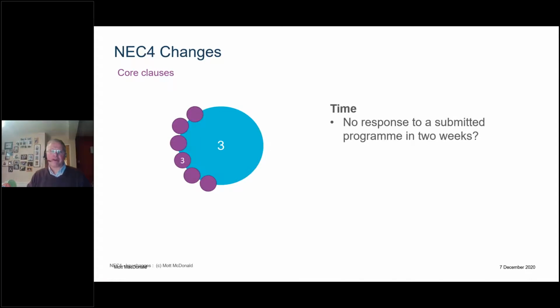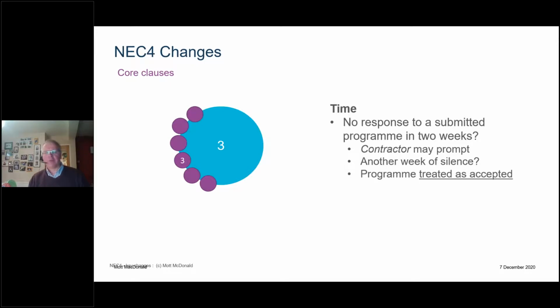NEC4 now has a simple paragraph where if the project manager has not responded to a program within the 2 weeks which they're allowed and required to respond, the contractor may give a prompt, and if the PM is silent for another week, then the program is treated as accepted. Colloquially, we call that deemed accepted, but NEC says treated as accepted. That's a very, very good change to try and keep things moving and get the program sorted. That's in PSC and ECC.